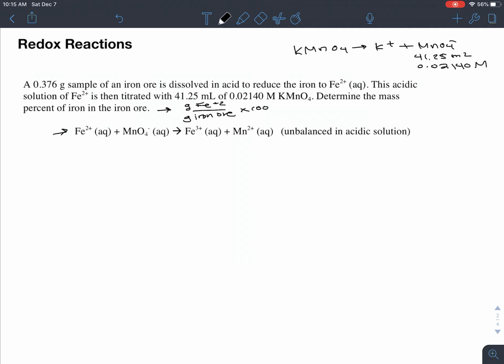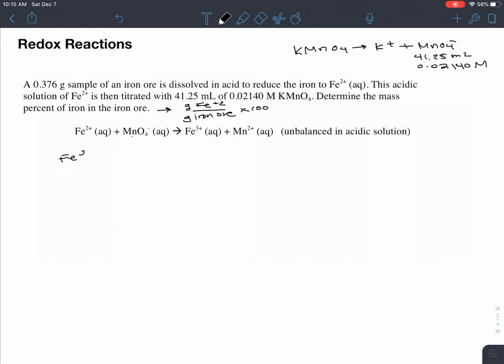Now, it says unbalanced in acidic solution, and before even looking at that and trying it out, well, iron and iron, permanganate, manganese and manganese, oxygen and no oxygen, so that's not going to work. So we first have to balance this redox reaction. The way that you do that is you split everything up into a half reaction.